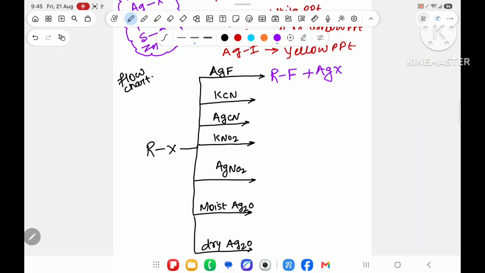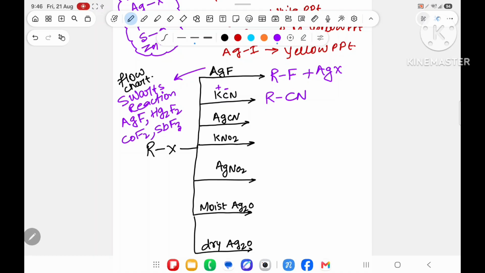Now when you react alkyl halide with AgF, it will give RF, alkyl fluoride, plus AgX, and we know that this reaction is known as the Swarts reaction. In the Swarts reaction, we use reagents such as AgF, Hg2F2, CoF2 and SbF3. Second, when you react with KCN, it will break as K plus and CN minus and it will become RCN.